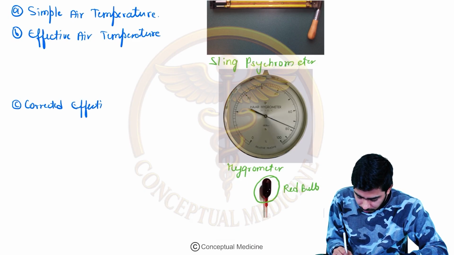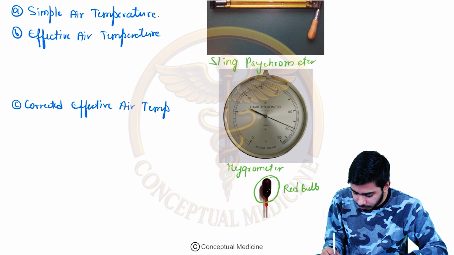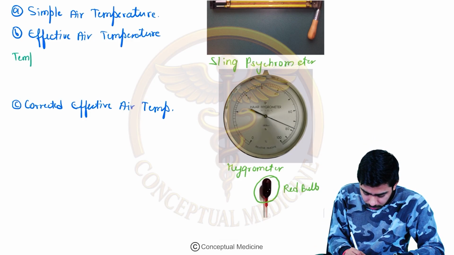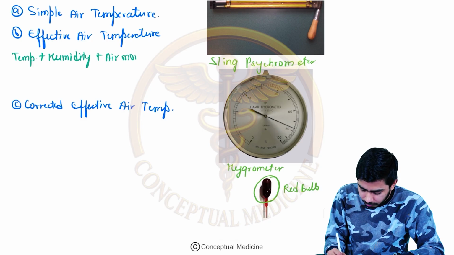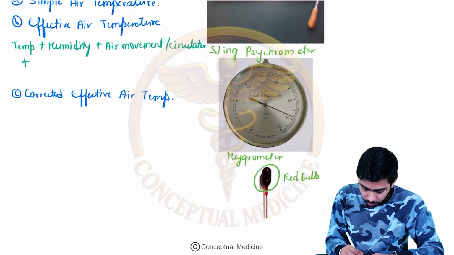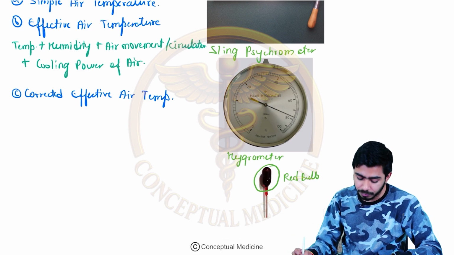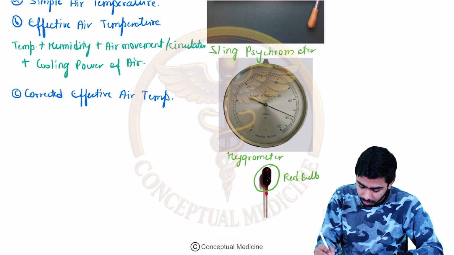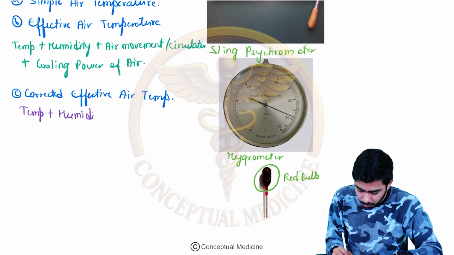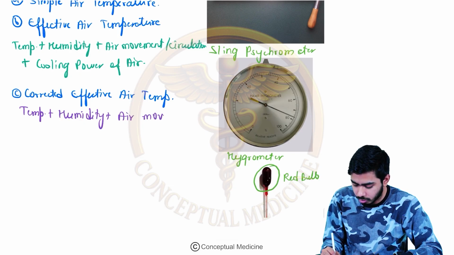What is the difference between these terms? The difference is very, very simple, guys, nothing fancy over here. Just remember that if I am talking about the temperature, with that I am talking about the humidity, with that the air movement or circulation, and along with that the fourth component, cooling power of air, then it is called our effective air temperature. Very important MCQ. Then if somebody asks us what is the corrected effective air temperature, we will be combining everything. We will be combining temperature, with that the humidity also, with that the air movement or circulation also, right?